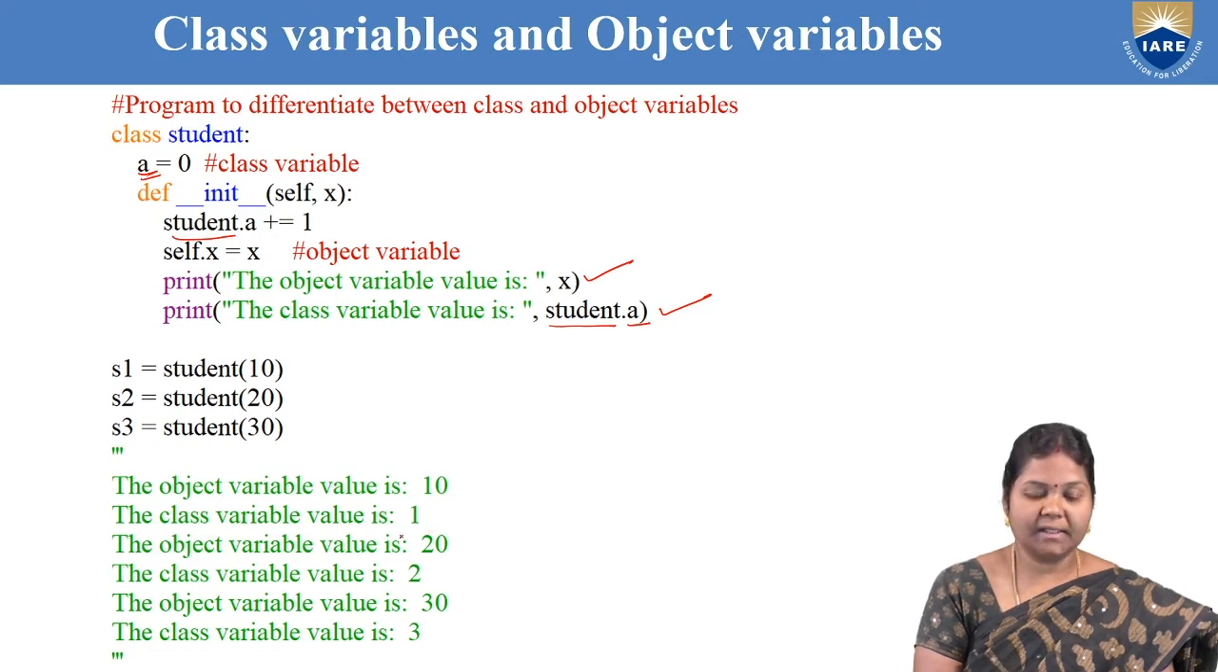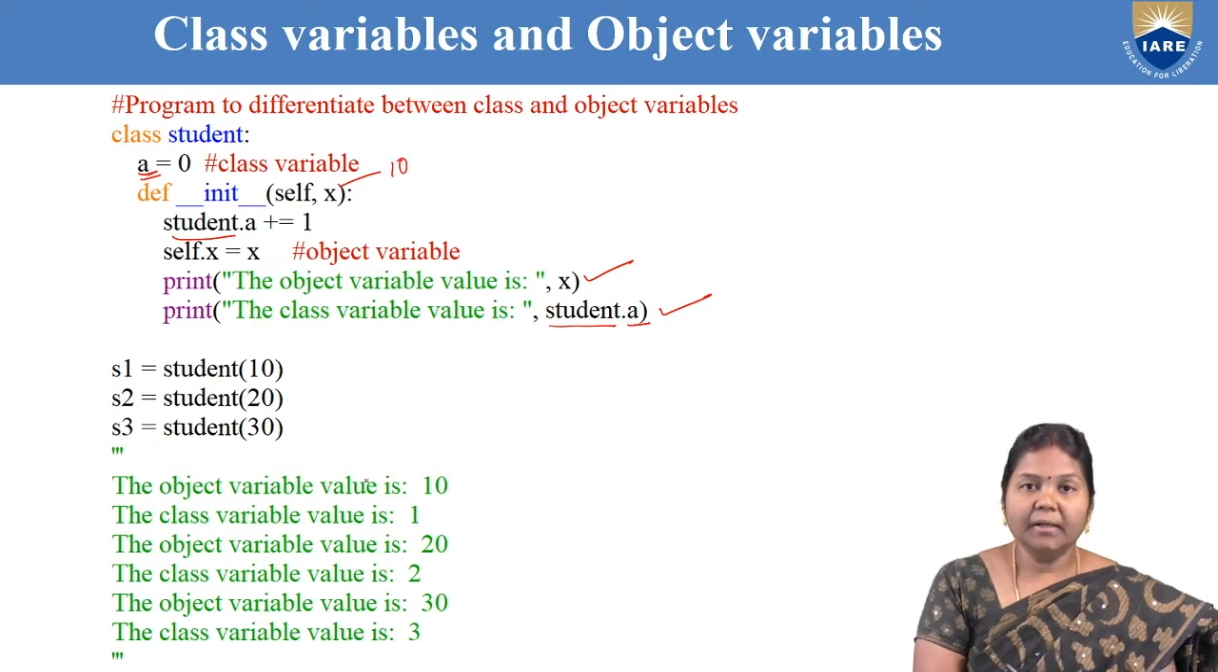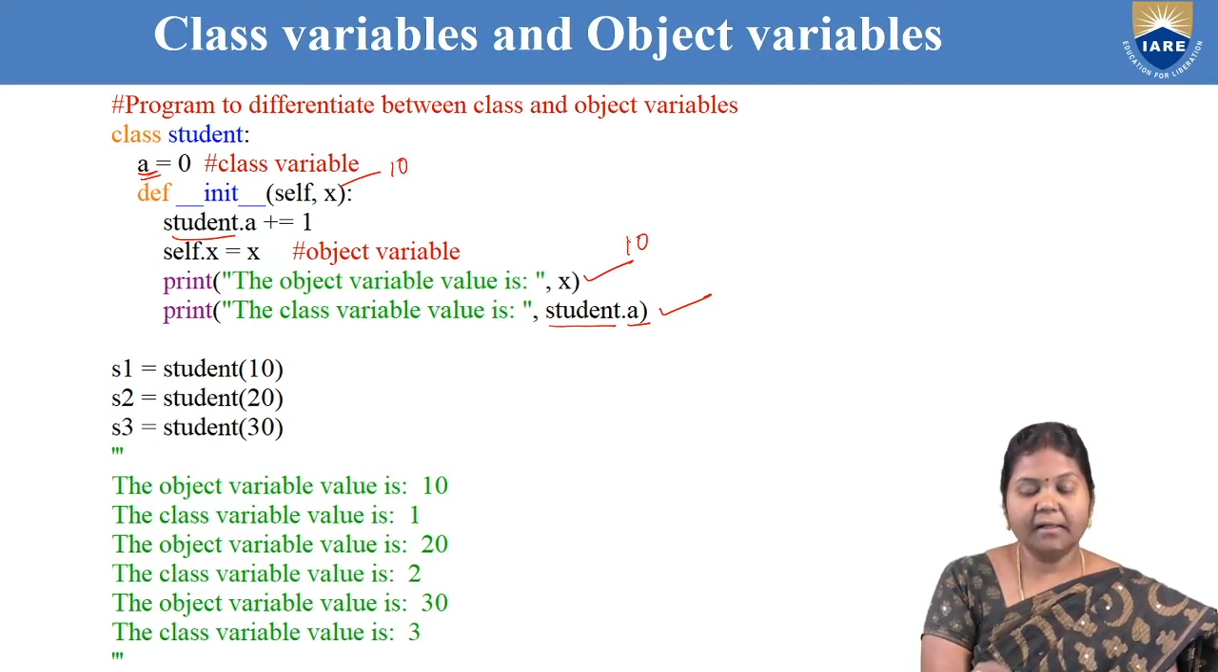Now, let us create multiple objects for the same class. For the Student class, we have created 3 objects, S1, S2 and S3. For the first object, we are passing the parameter x equal to 10. Then we are printing the value of x, which is 10, and the class variable is incremented by 1, so the value of the class variable will be 1.